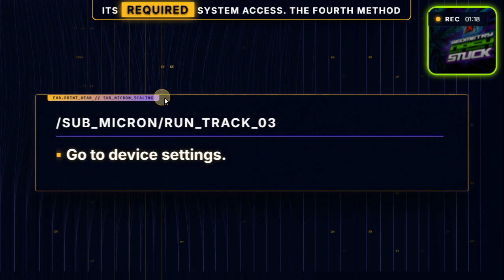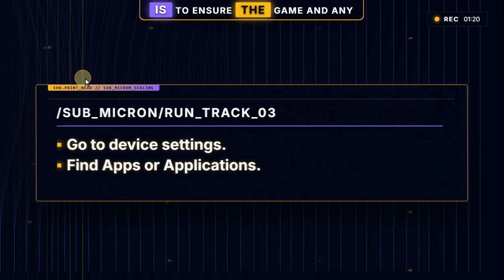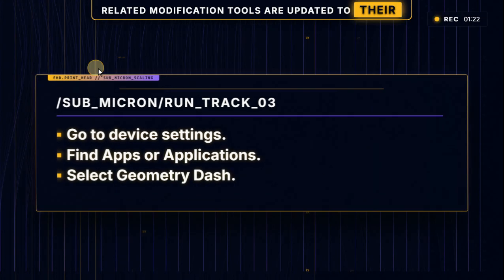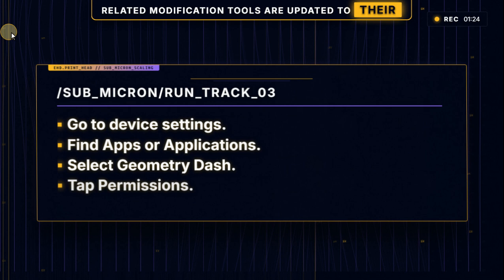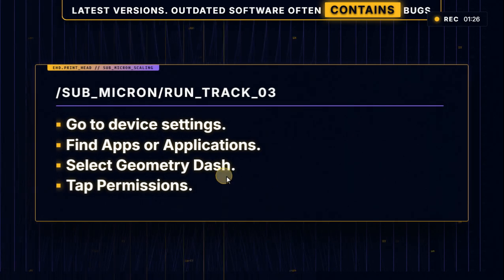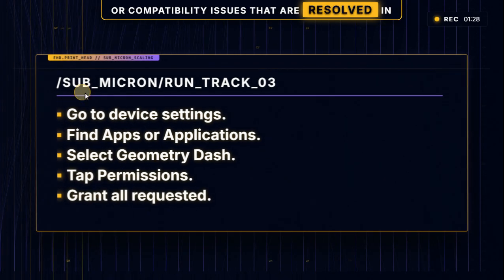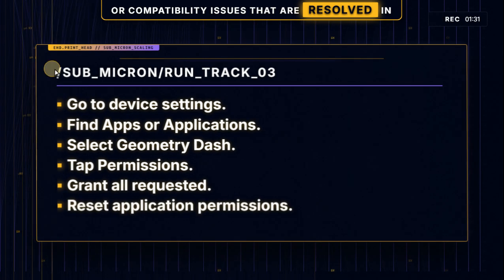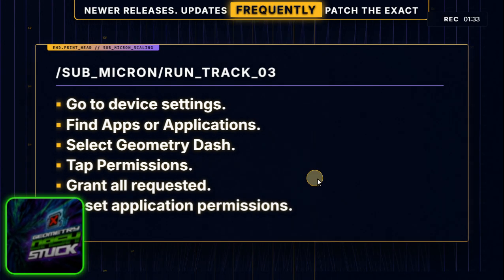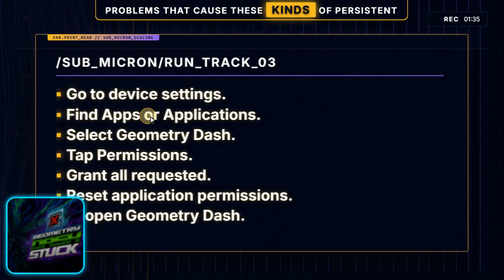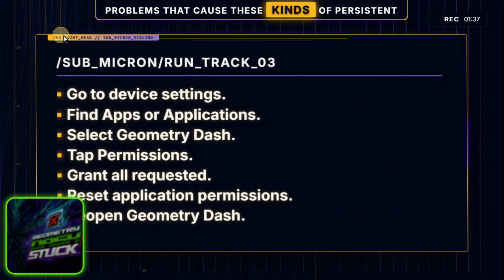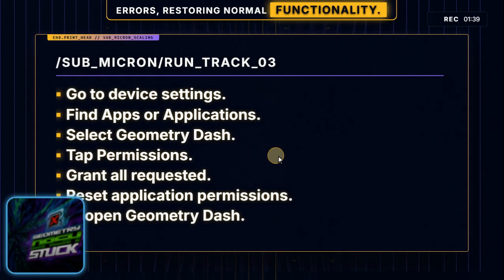The fourth method is to ensure the game and any related modification tools are updated to their latest versions. Outdated software often contains bugs or compatibility issues that are resolved in newer releases. Updates frequently patch the exact problems that cause these kinds of persistent errors, restoring normal functionality.